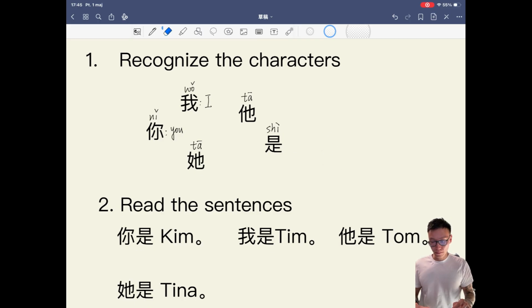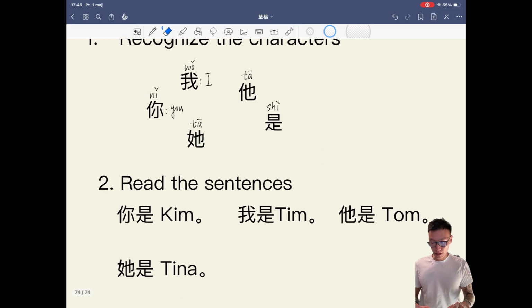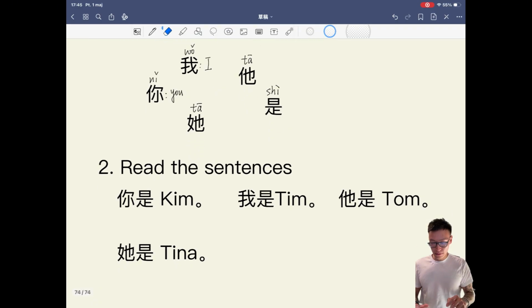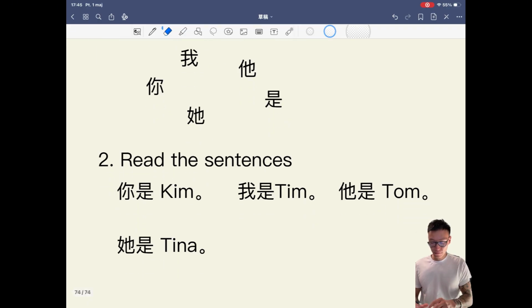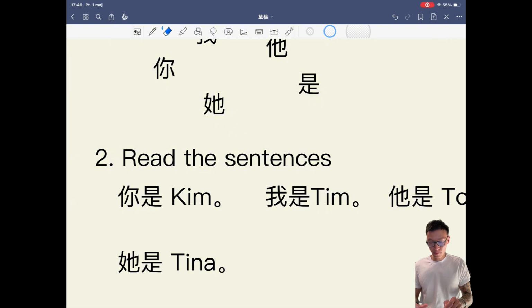Okay, now let's move on to the second practice. You have to read the sentences for me. So I'll give you several seconds for each sentence. Now let's look at the first one. Can you read it? 3, 2, 1. 你是 Kim. All right? 你是 Kim. You are Kim.